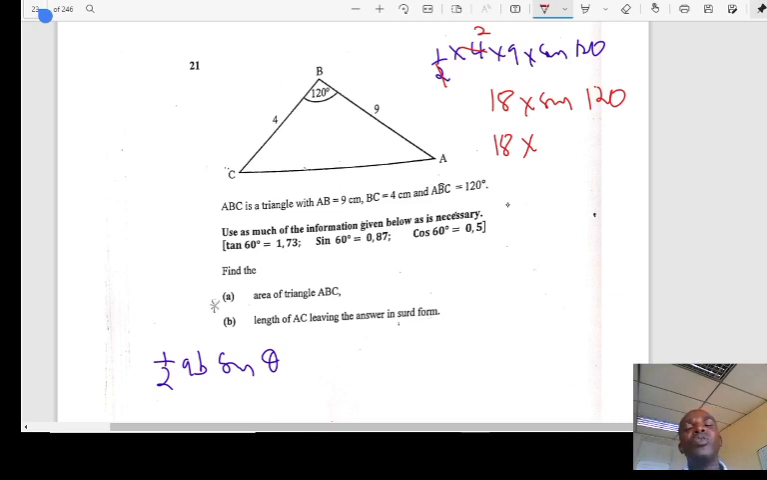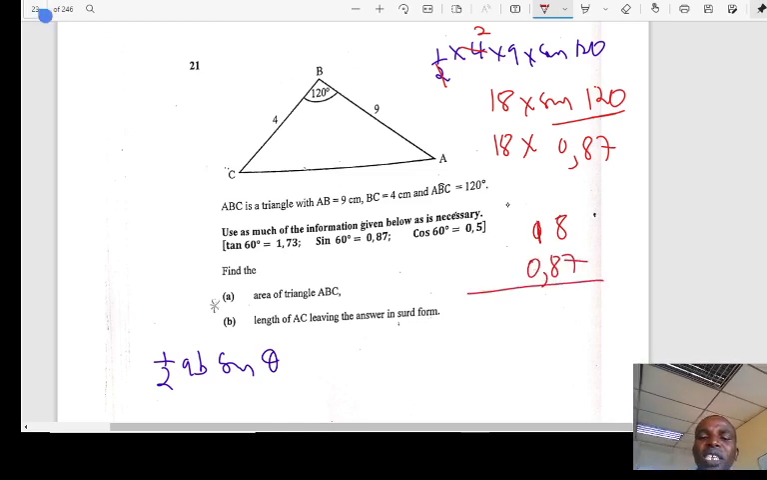How can we find sine 120 from sine 60? 120 is the supplement of 60 degrees. Supplementary angles add up to 180 degrees: 120 plus 60 is 180. The sines of supplementary angles are equal. So sine 120 is equal to sine 60, which is 0.87. Then you multiply 18 times 0.87.